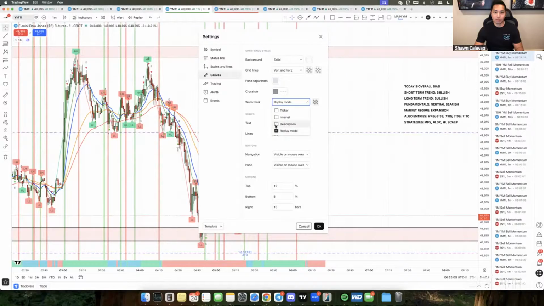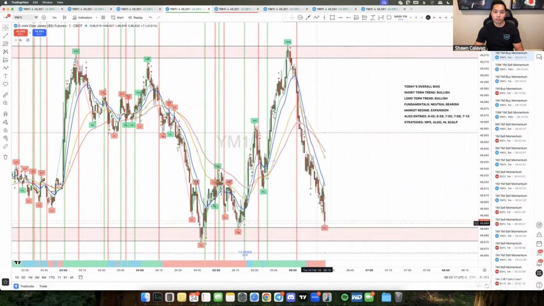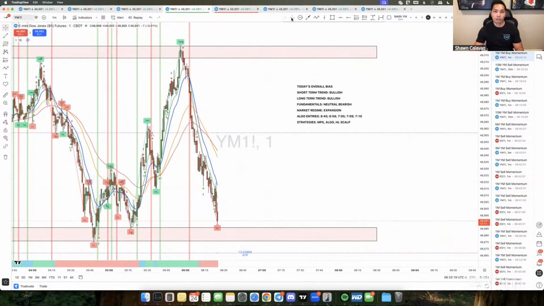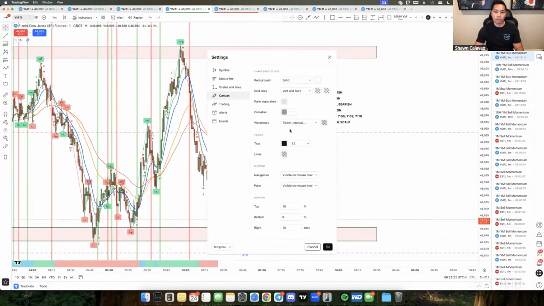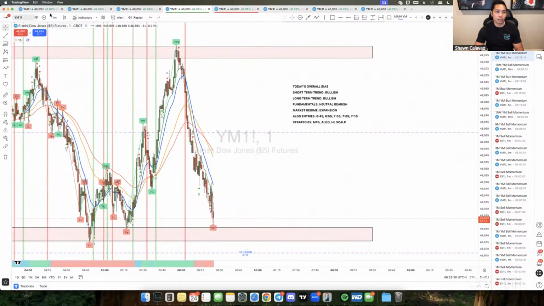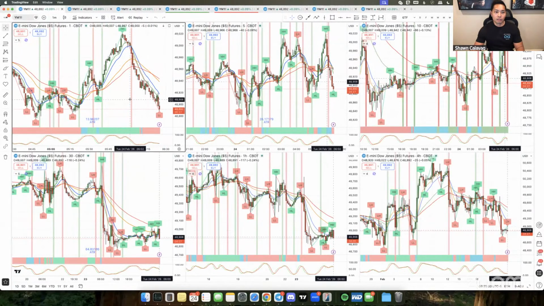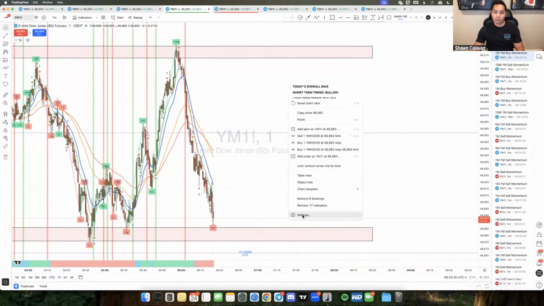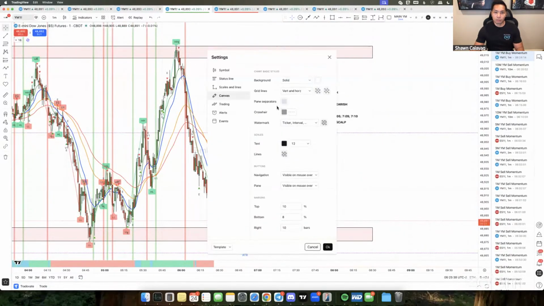Okay, so the watermark mode is right here. Ticker interval. There we go. Yeah, TradingView just updated it and didn't say anything. So, all right, I just have the watermark right there so I know what asset we're looking at. I don't accidentally trade something that's not. Now I got to do it to everything. What the fuck? Can't apply it to all. It's kind of annoying. All right, well, whatever.